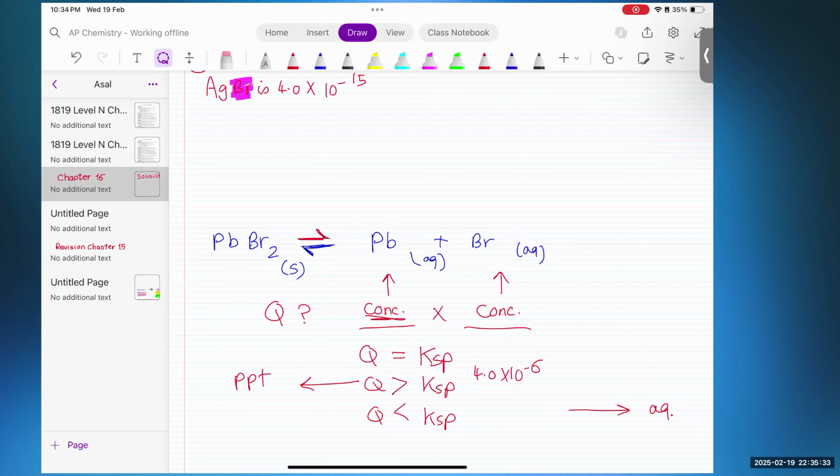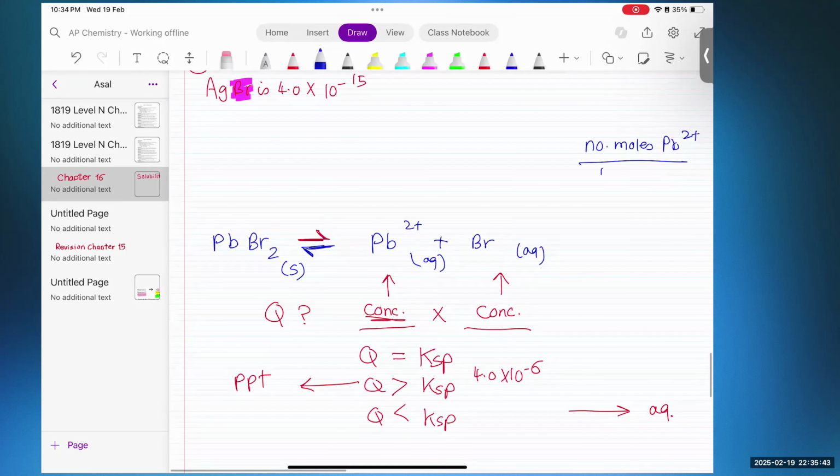In the mixed solution. So all you need is to find the number of moles of lead and divide by the new volume, and also the number of moles of bromide and divide by the new volume. What is the new volume? 60 plus 60, which is 120 ml, right?